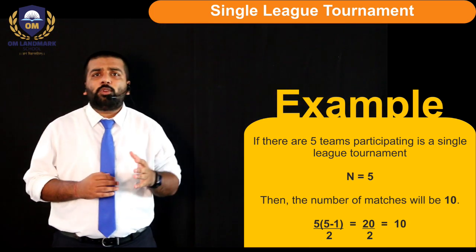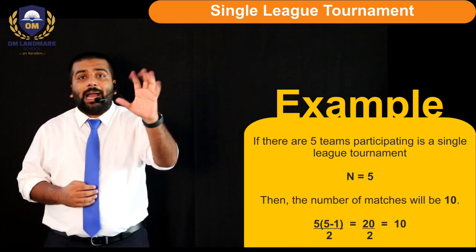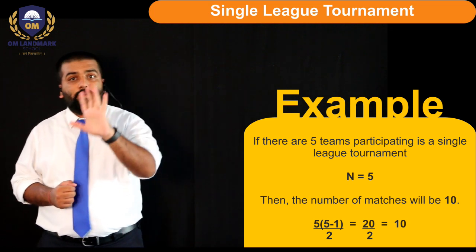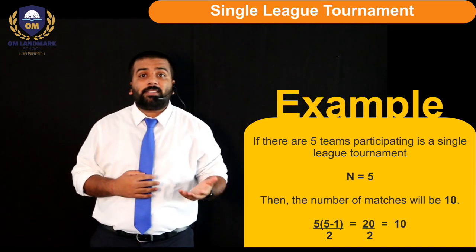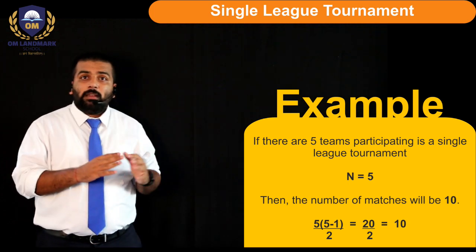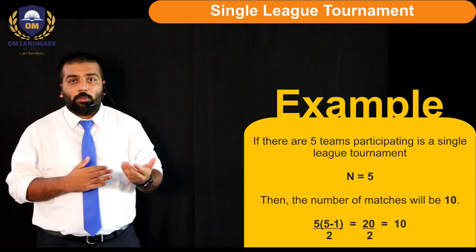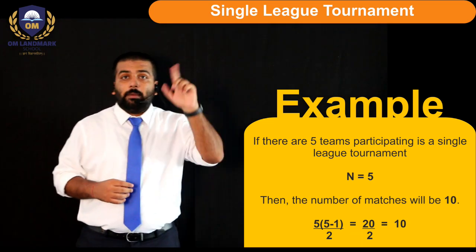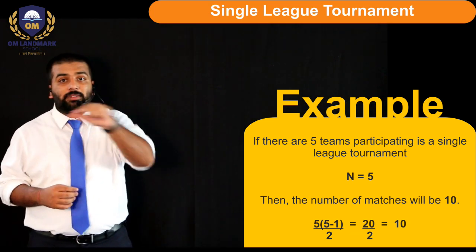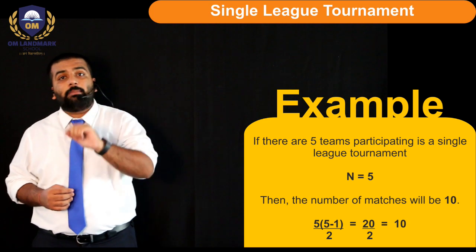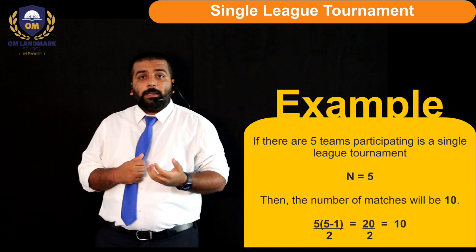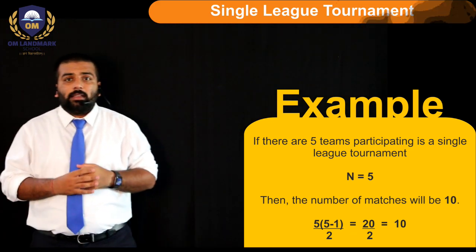Example. Now we'll move towards an example. If there are 5 teams participating in a single league tournament, so n is equal to 5, then the number of matches will be 10. Now we'll show you this according to the formula. Keeping n equal to 5 in the formula, 5 into (5 minus 1) divided by 2 is equal to 20 by 2 is equal to 10. So for 5 teams in a league tournament, 10 matches will be played.